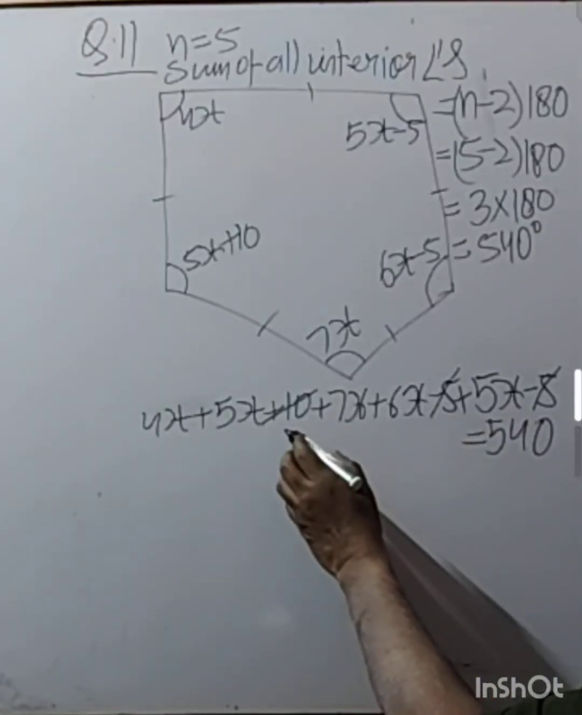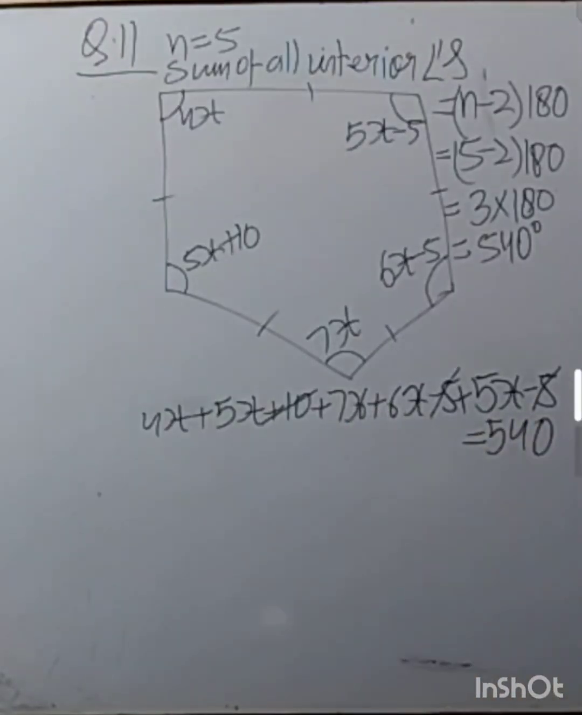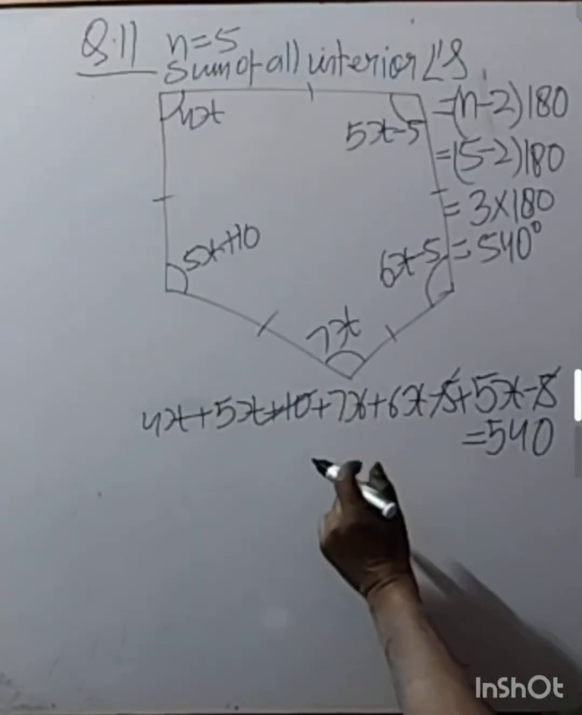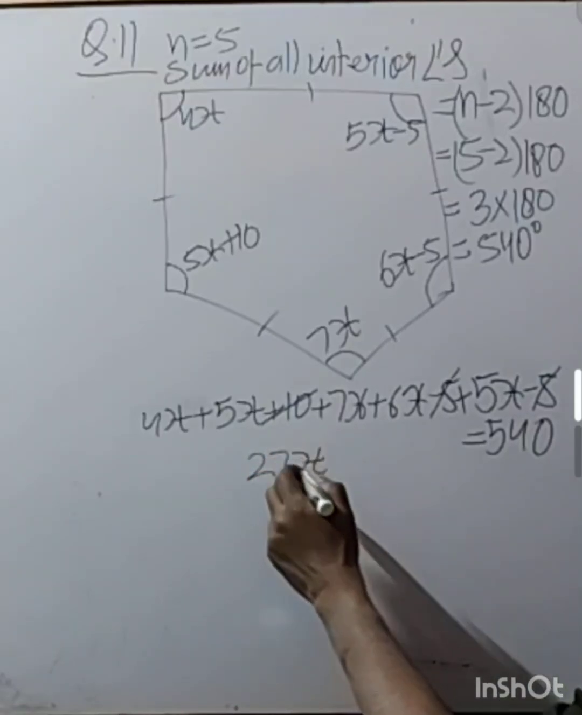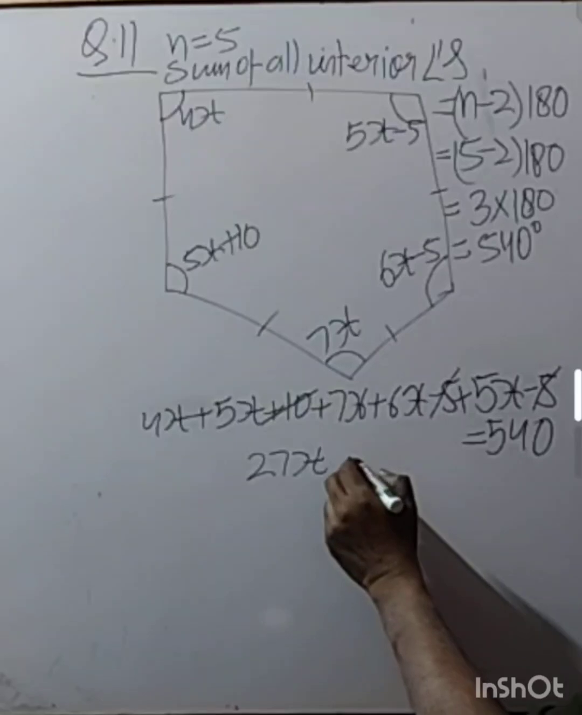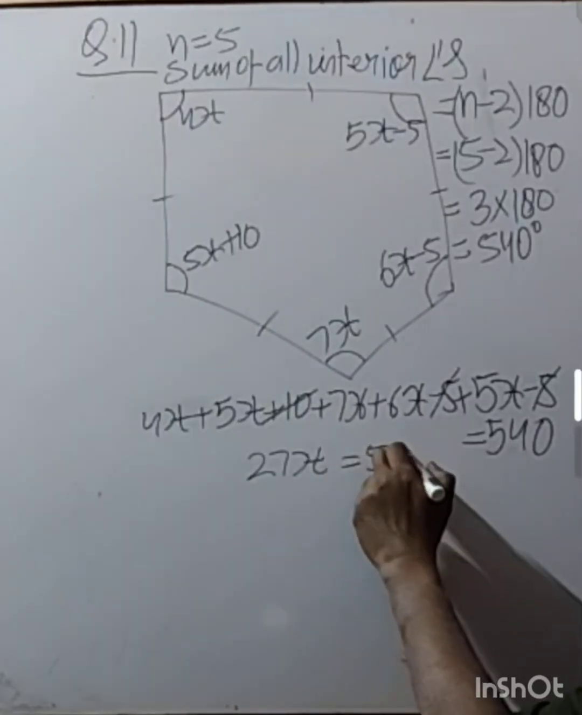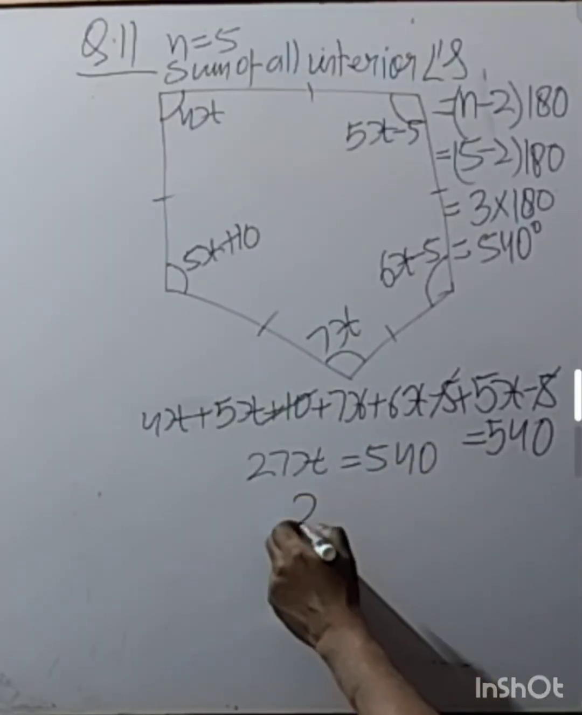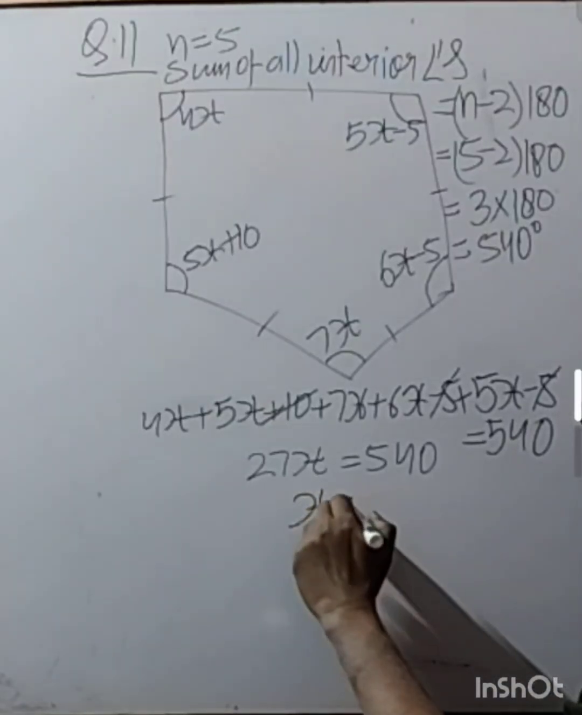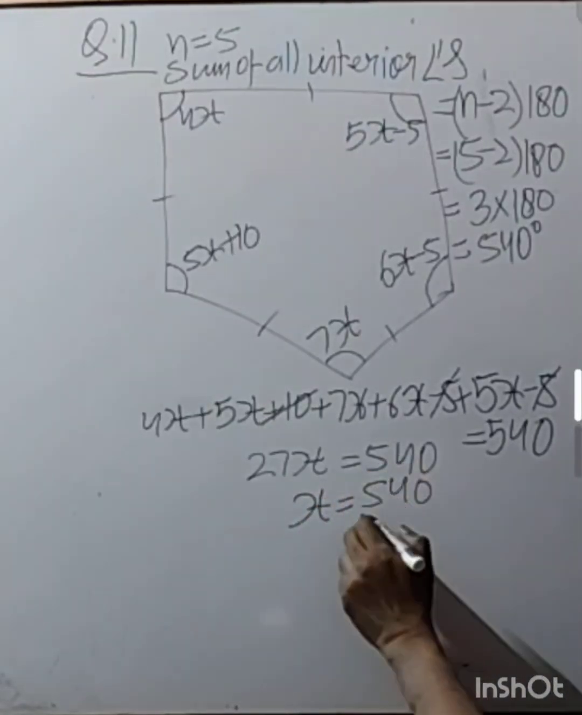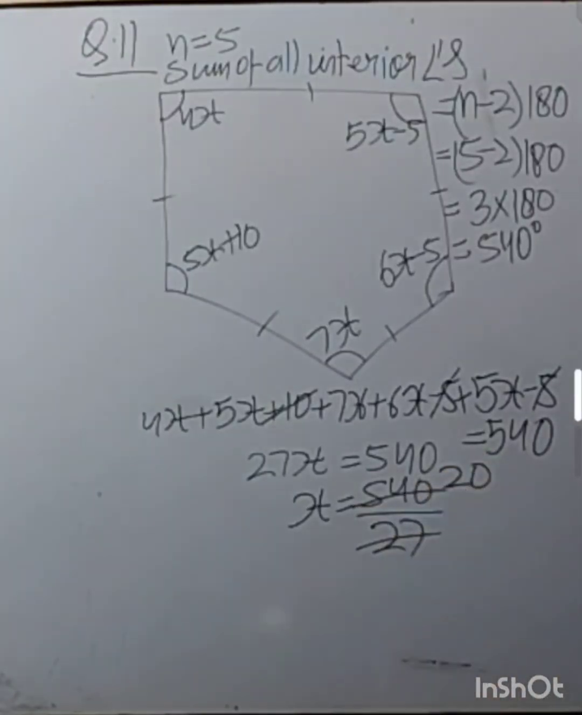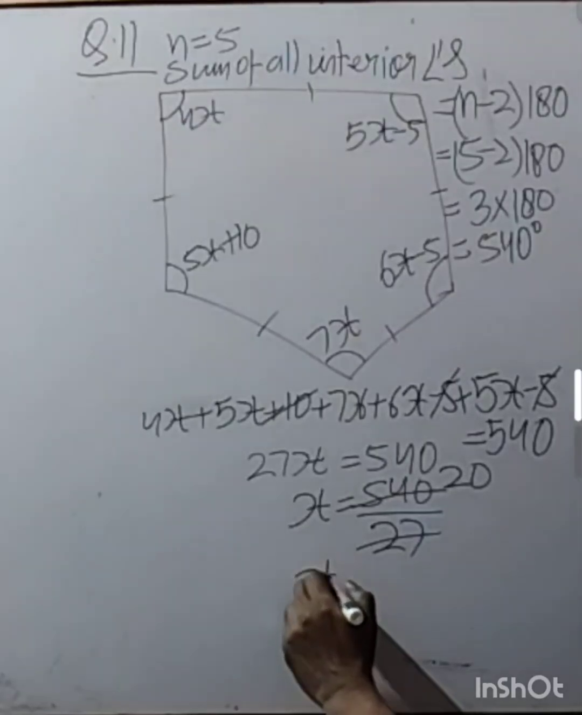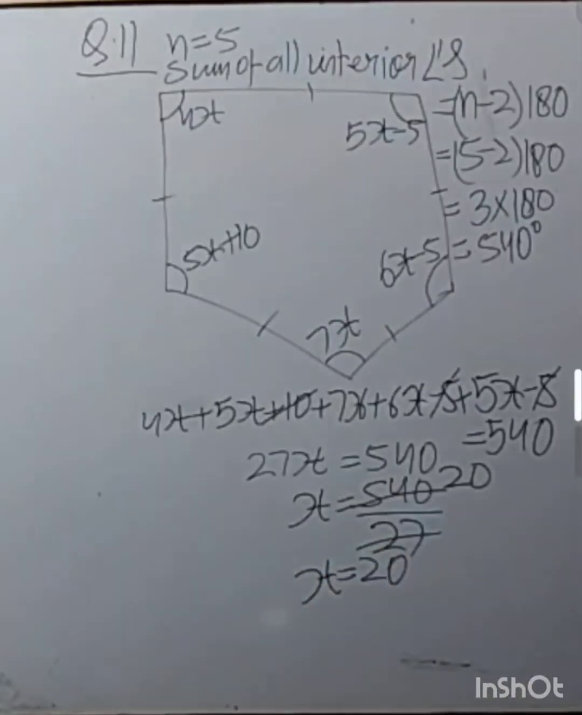5 and 5 is 10, 13. I hope 27x. Yeah. 27x is equal to 540. So x is equal to 540 upon 27, right? It's 20 degrees. So x is 20, right?